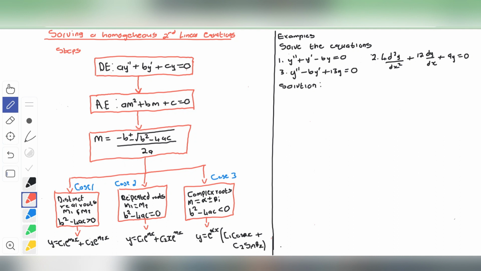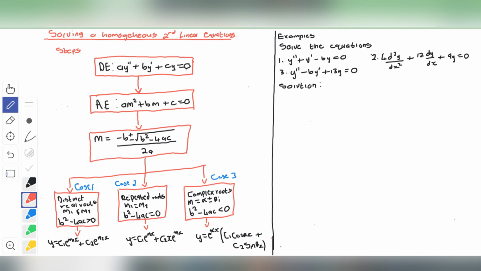It can be in terms of y. So whenever it's in terms of y, the first step that you're going to write is your auxiliary equation, which is represented by AE. As you can see, our AE is am squared plus bm plus c.